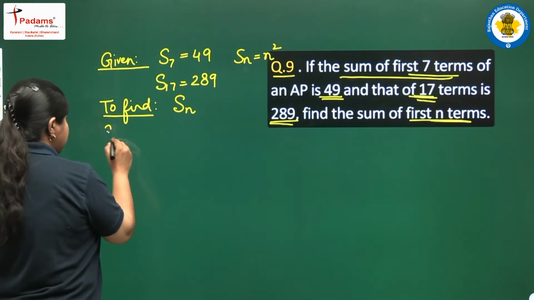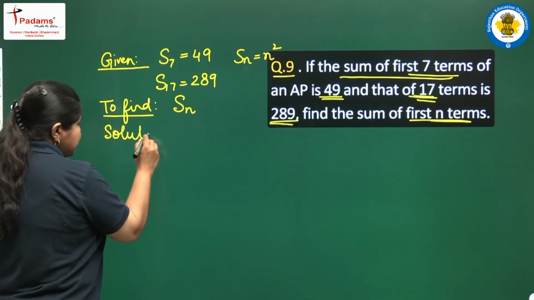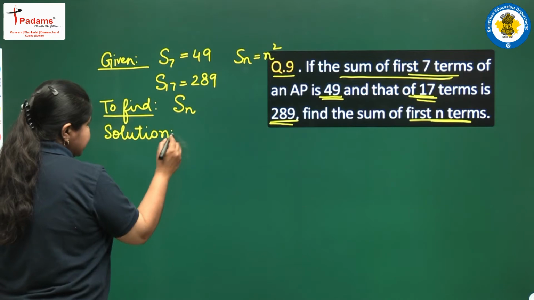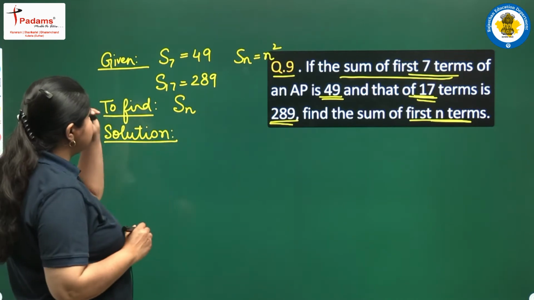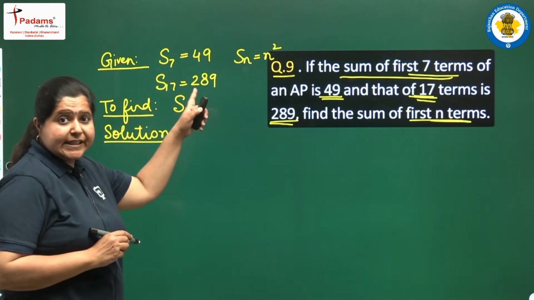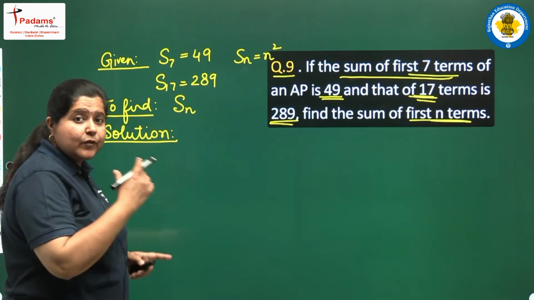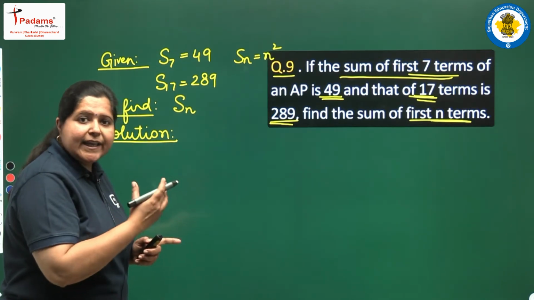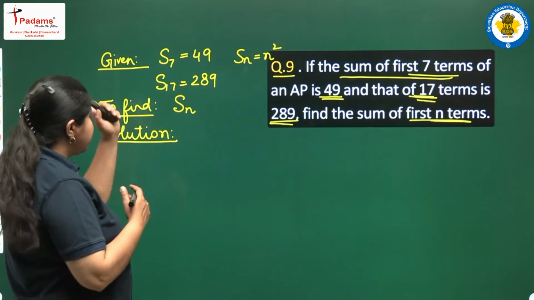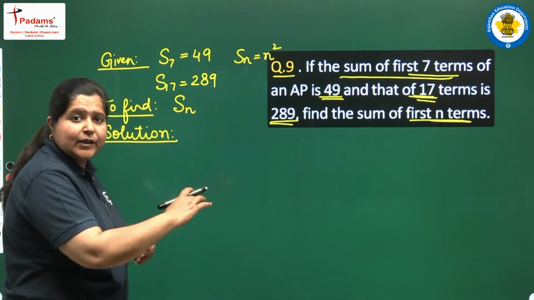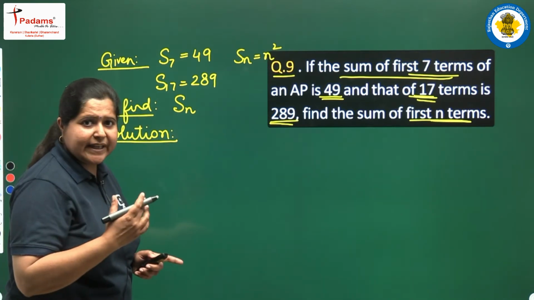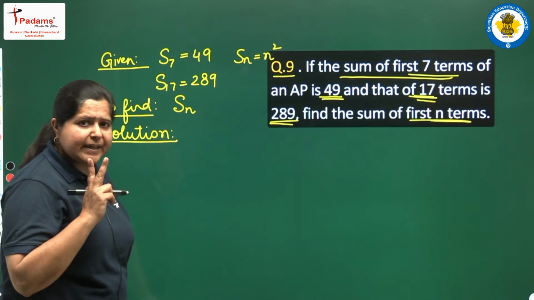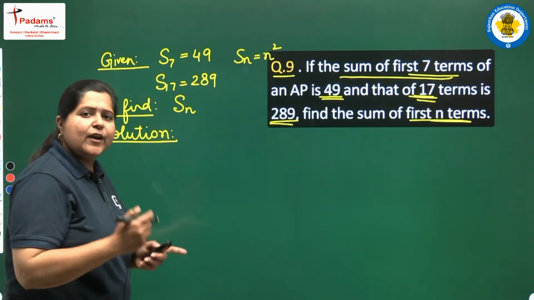Here we begin the solution. We don't know the first term and the common difference. Whatever has been given, let us have a look. S7 and S17. For S7 we will apply the sum of 7 terms formula and expand it, and we will get an equation. Similarly, for S17 also we will apply the formula and expand it, and we will get another equation. So from here we will get 2 equations which we will solve further and see what we get.